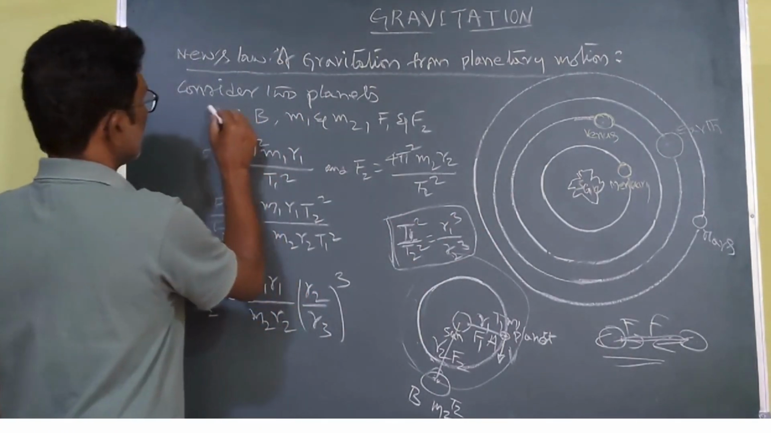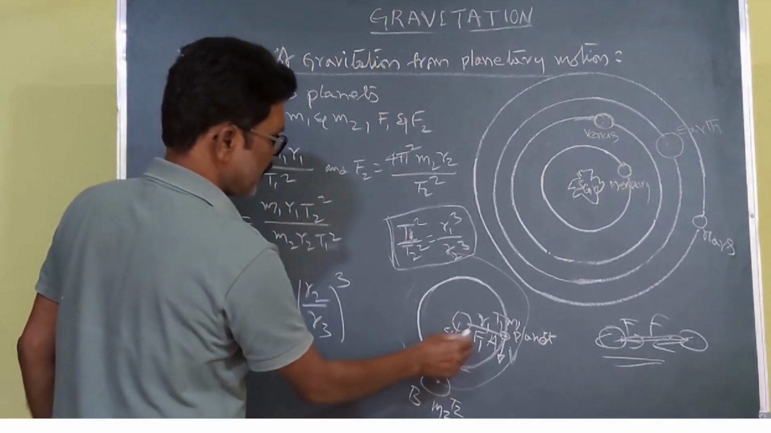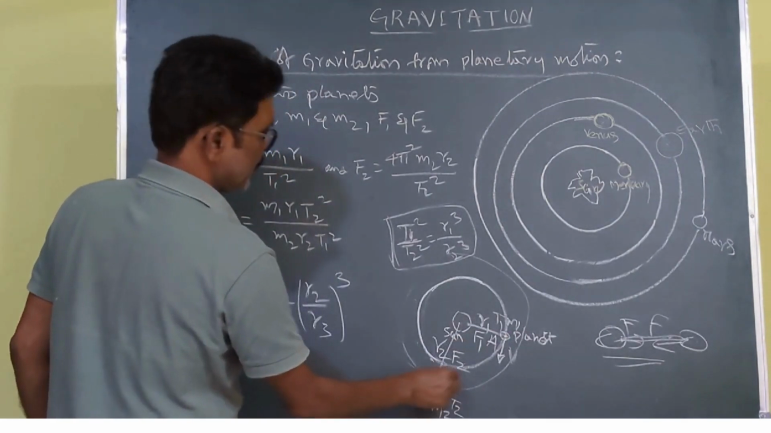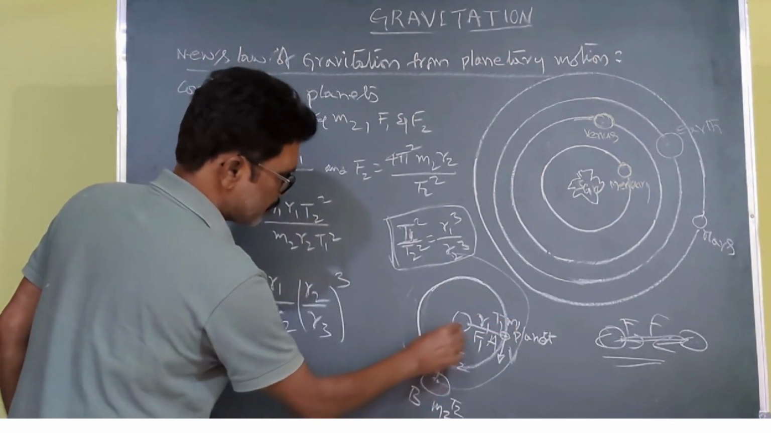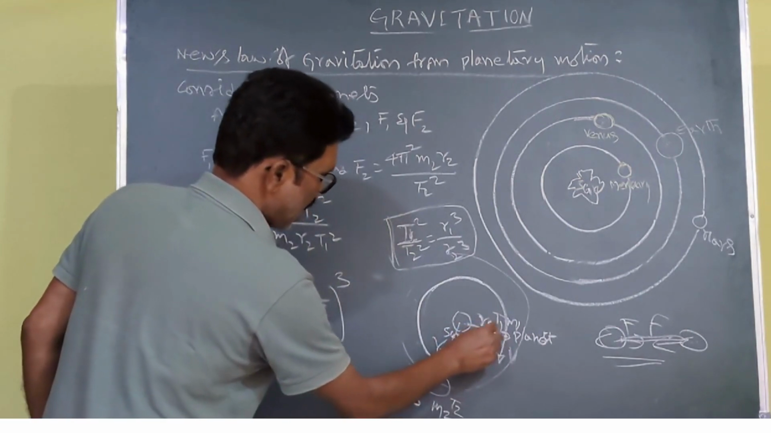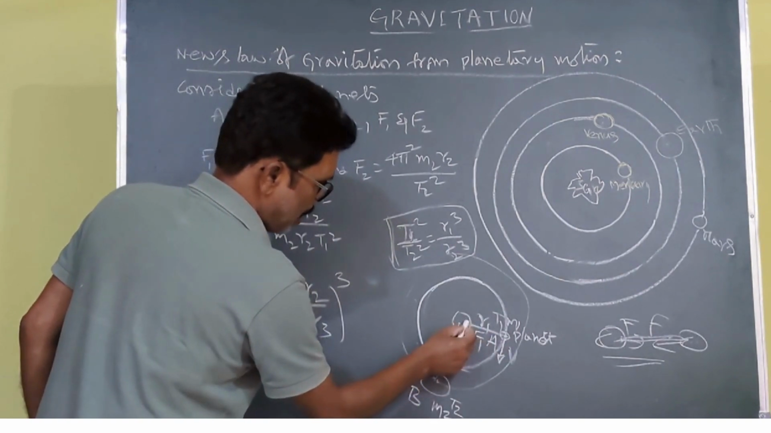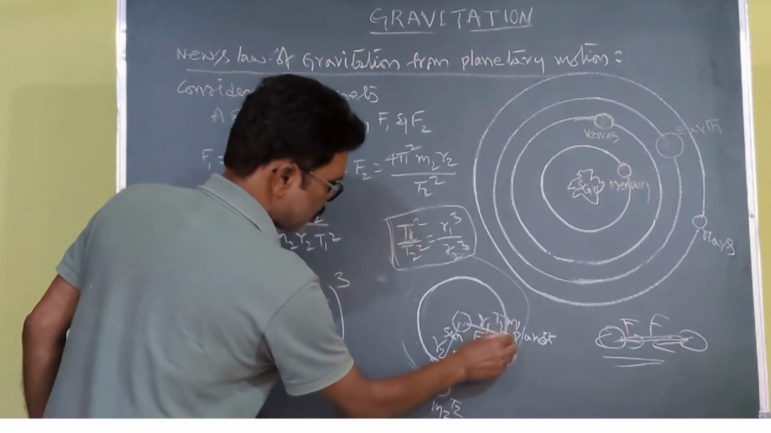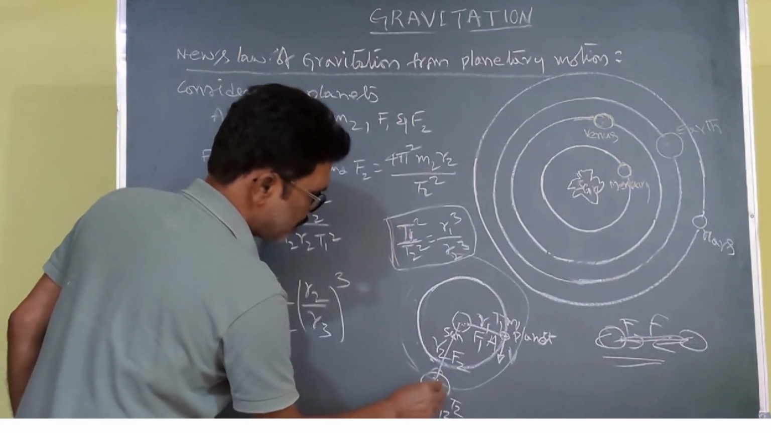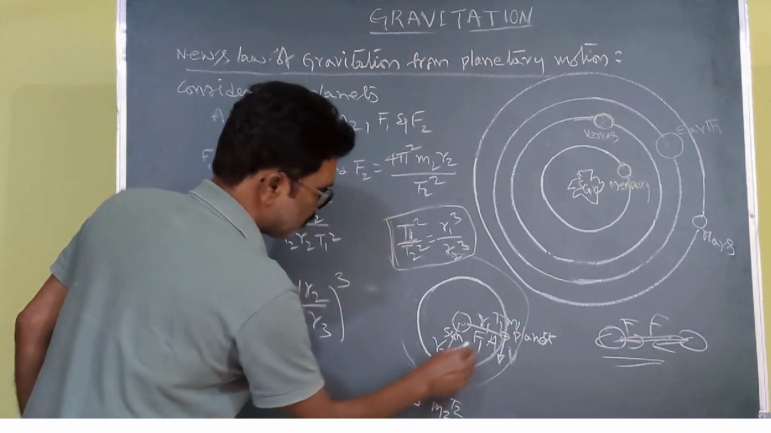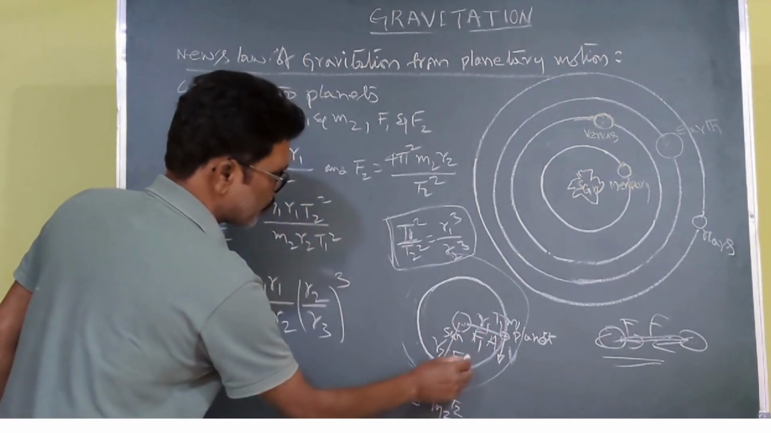Okay, so if you consider two planets A and B, let us say you take this diagram, this is one planet and this is another planet. The mass of this one equals M1, the mass of this one equals M2, the radius of this one equals R1 and of this one equals R2. Obviously, the Sun is exerting a force on this planet, and at the same time the force is exerting on planet B, and B is also exerting the same force on the Sun.